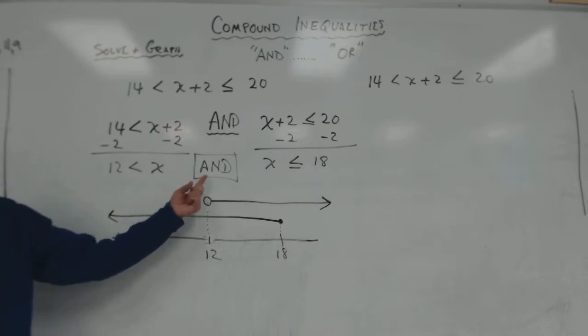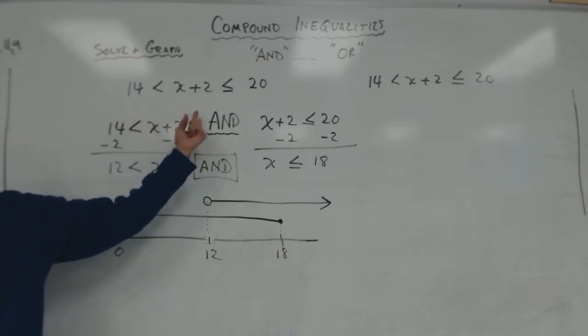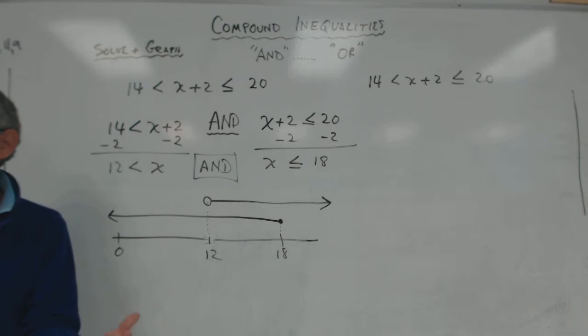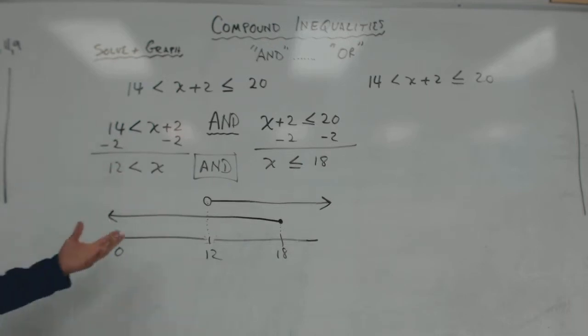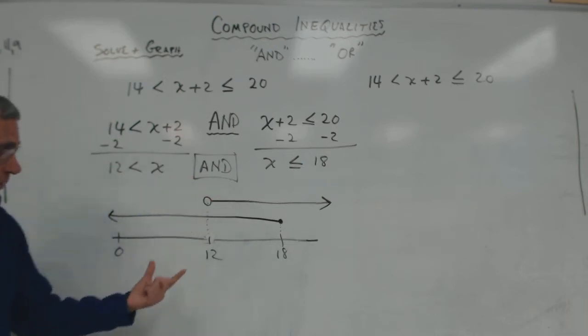Now, we use the word and. Whenever you see them written like this, with a three-sided thing like that, then it's always an and, right?